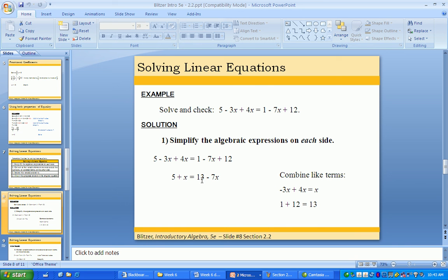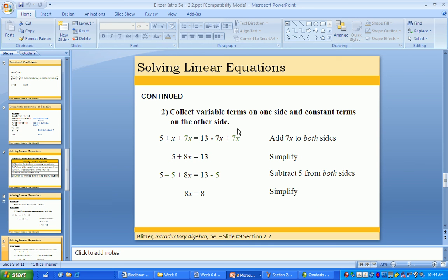The next step is collect variables on one side and constant terms on the other. I would like to bring my constant terms to my right and my variable terms to my left. To get rid of my variable terms on my right, we add 7x to both sides. We add a 7 here, add a 7 here. That makes this 5 plus 8x is equal to 13.